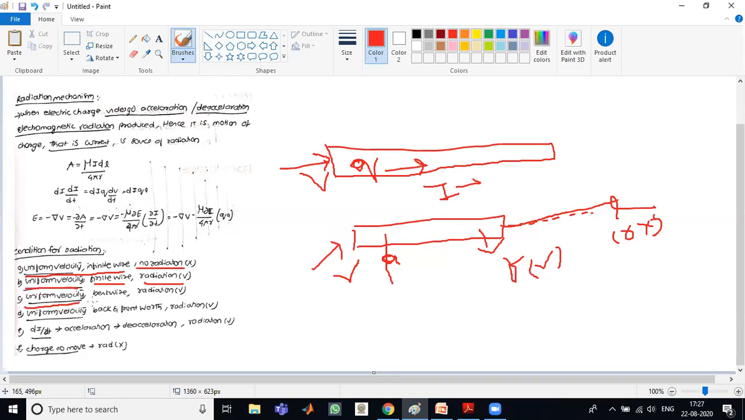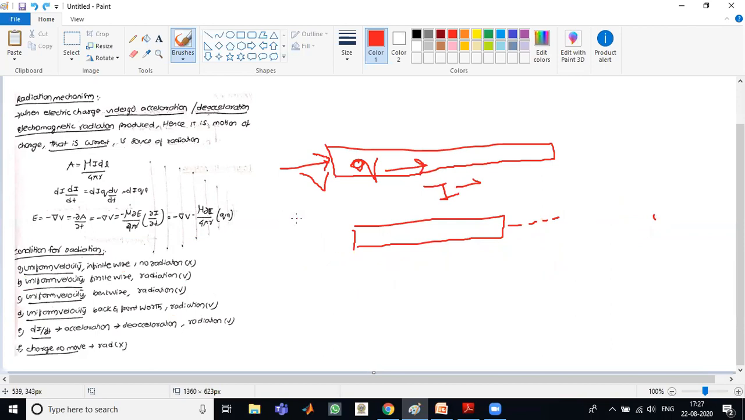Finite wire that is bent, with uniform velocity and a bent wire. If the wire is bent, then there is production of radiation. Uniform velocity and back and forth means the charge first accelerates, then decelerates, accelerates, decelerates. Then there is production of radiation. Okay. If there is no voltage, there is no charge, and there is no radiation produced.